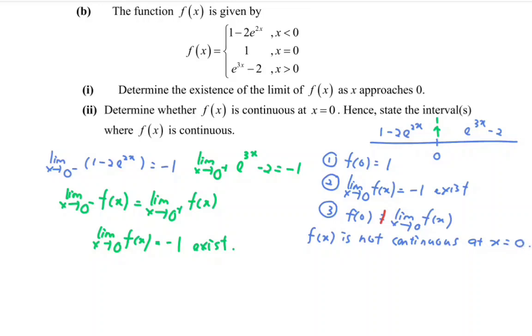Then continue. f(x) is continuous at this part. So f(x) is continuous at the interval negative infinity until 0, and 0 until infinity, where the 0 is not included. So that is the situation.